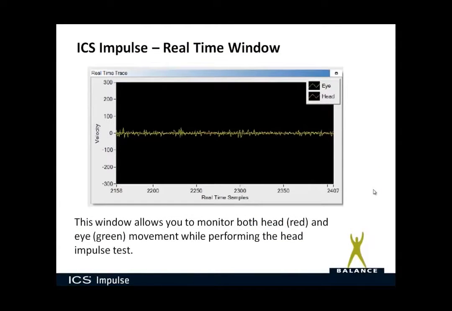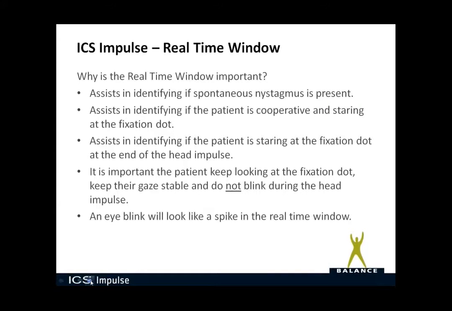When you're doing your head impulse, you want to make sure you're looking at the real-time window. This window allows you to monitor both head in red and eye in green while performing the head impulse test. Same window we looked at when we were monitoring the eye during calibration. Why is the real-time window important?